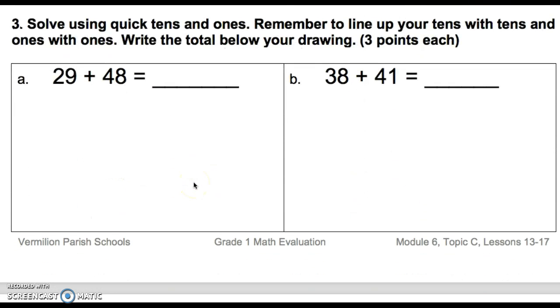Number 3, solve using quick tens and ones. Remember to line up your tens with tens and ones with ones and write the total below your drawing. So you have to draw it, but remember you have to draw to show 29 up top, then draw to show 48 below, and write the answer below the picture.